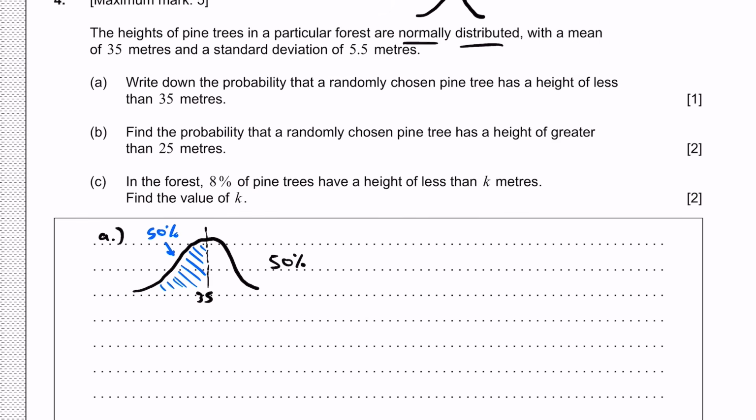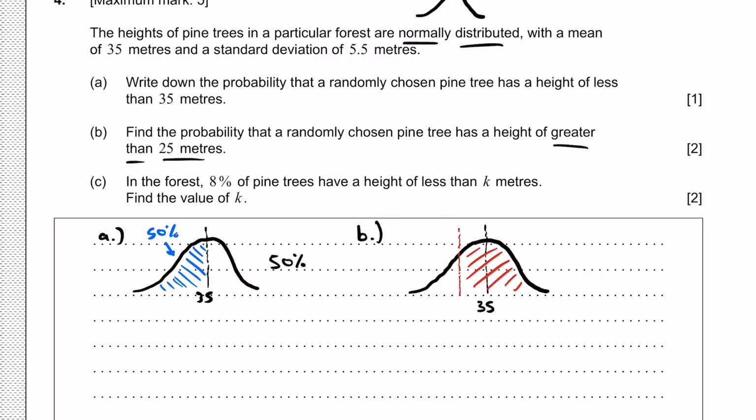Part B. Find the probability that a randomly chosen pine tree has a height of greater than 25 meters. I'm going to draw another normal curve. This actually counts for process as well, and I think it's good to conceptualize what's going on. Here's our mean of 35. 25 meters would be certainly to the left of the mean, and we want all of the trees to the right of this value. So we know it should be greater than 50%.